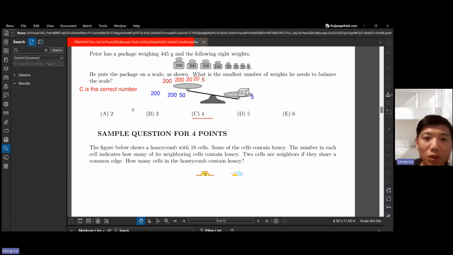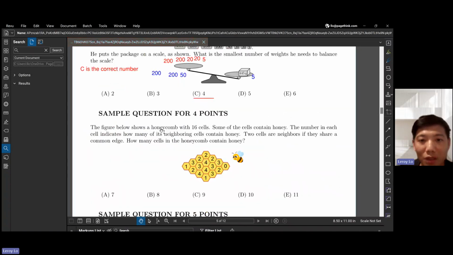The figure below shows a honeycomb with 16 cells. So 1, 2, 3, 4, 5, 6, 7, 8, 9, 10, 11, 12, 13, 14, 16. Some of the cells contain honey. So this is a honeybee, you can see. Some contain honey, but some don't. The number in each cell indicates how many of the neighboring cells contain honey. So this one, for example, has a 0, which means the neighboring cells don't contain honey.